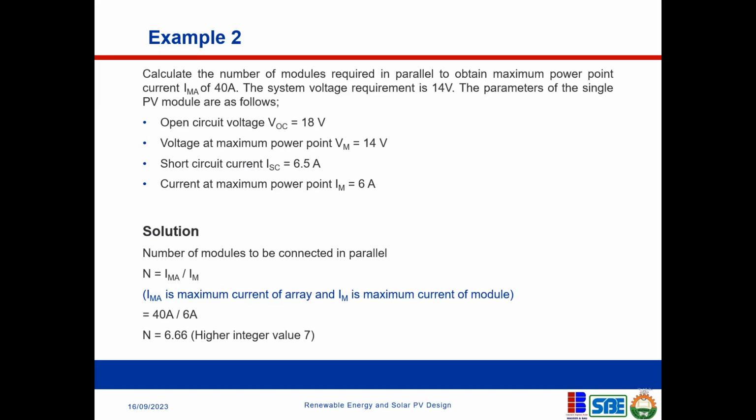Okay, so let's proceed. In this case, you need about 7 panels to be connected in parallel for you to actually have this 40 amps current that you need to feed into the system.